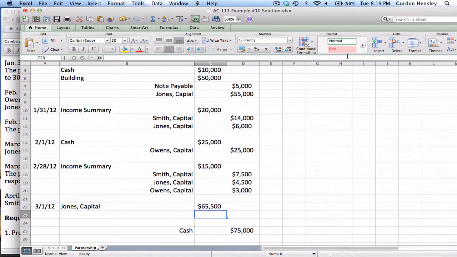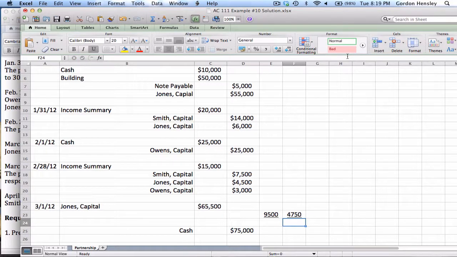And like I said, we agreed to that. Whatever we agree to, we have to pay that. So we're going to pay out the $75,000. We're going to remove his capital at its current value of $65,500. Now that doesn't balance. That's a little bit out of balance. What is the difference there? Well, it's the difference between $75,000 and $65,500. That's the difference of $9,500.